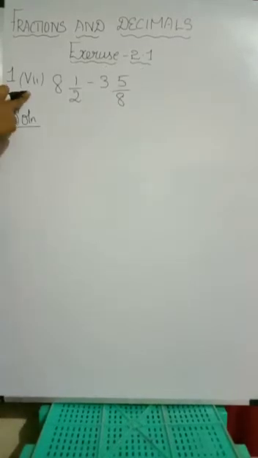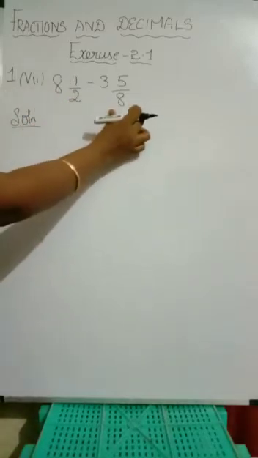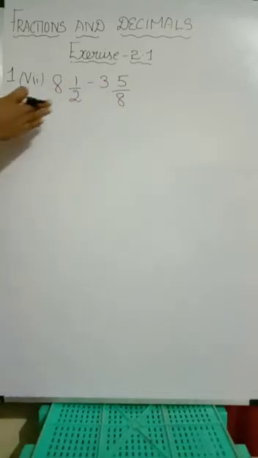Here is subdivision 7. The question is 8 1 by 2 minus 3 5 by 8. Both are in mixed fraction, right? Convert the mixed fraction into improper fraction. How can we convert the mixed fraction into improper fraction?